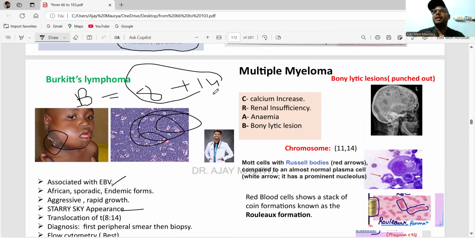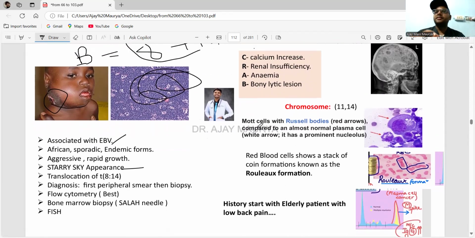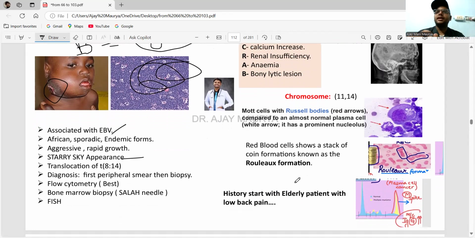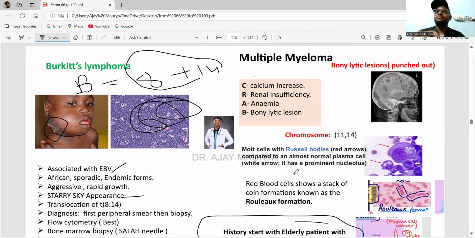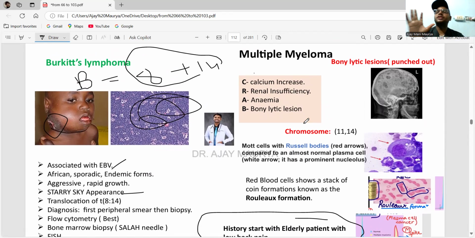Remember multiple myeloma. First of all, they will start with the history: an elderly patient with low back pain. It means they are asking about multiple myeloma. First you have to check the chromosome.